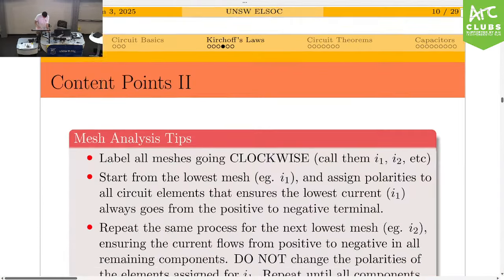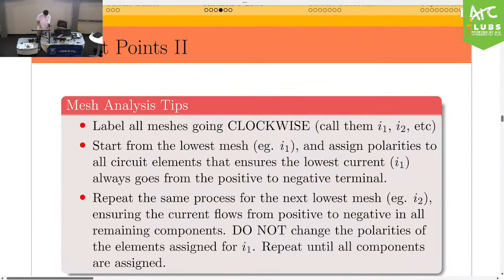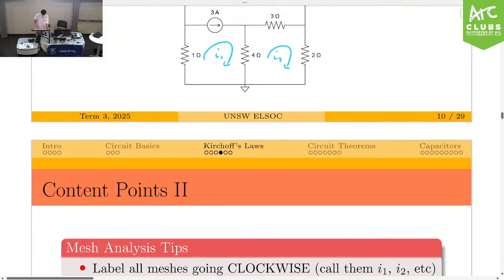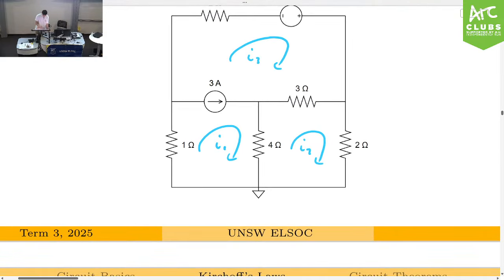Now, the next thing we do is start from the lowest mesh, I1, and assign polarities in all the elements. That ensures the lowest current always goes from positive to negative terminal. What I mean by that is we look at I1 and at an element, in this case the 1 ohm resistor. We always make it so that it goes from positive to negative. Current in this case is going up here, so we want positive to negative here, and in this case we have positive to negative here.